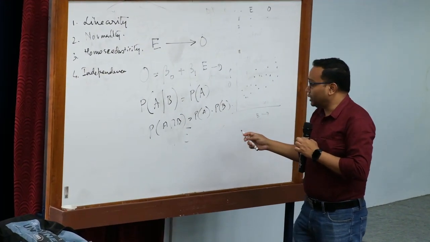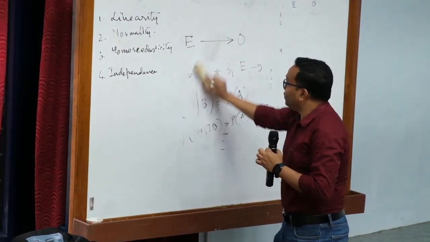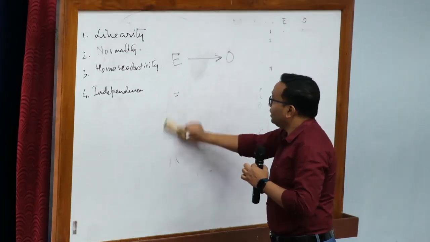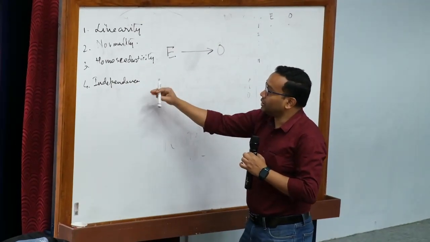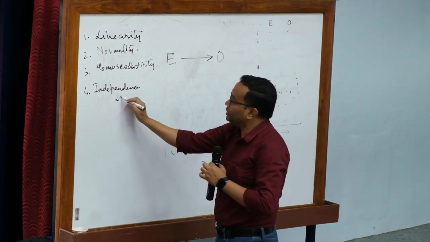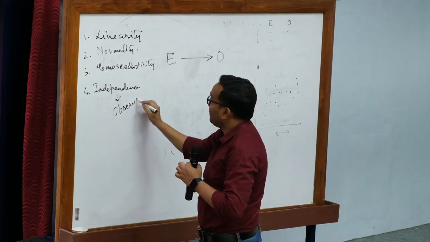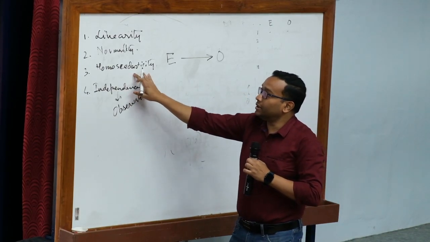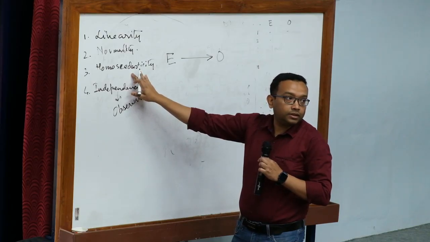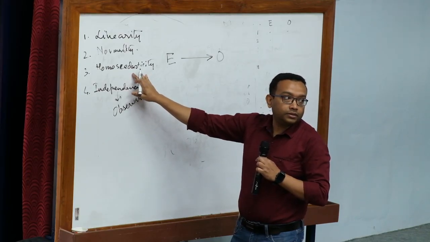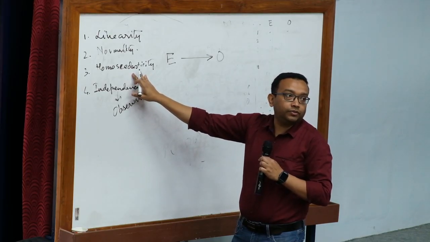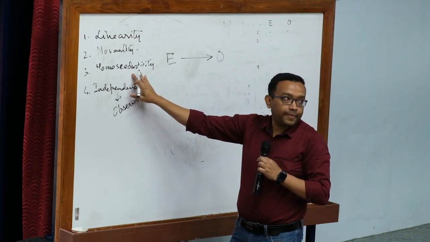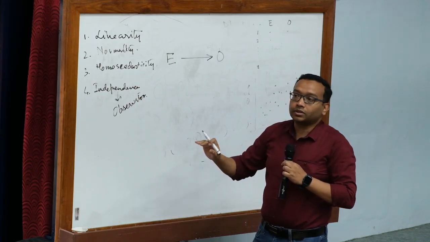So once you have these four, okay, this is fine. The observations are independent. This is for observations. Homoscedasticity is what? What is the equal variance? Variance of what?